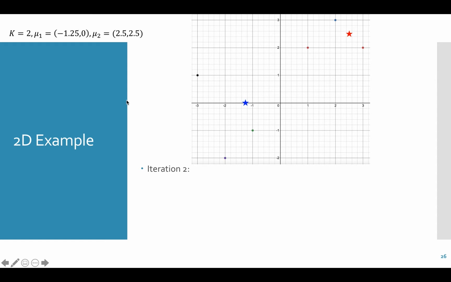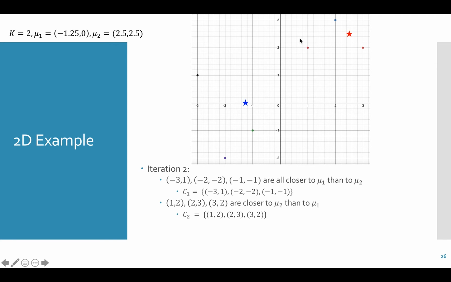Now let's get started on iteration 2. What we're going to do is look at each point and visually compare them to the cluster centers so that we don't actually have to do all the math. But if you do all the math, you'll find that you get the exact same result. So by looking at all of these points, we can see that 3, 1 is closer to mu1 than it is to mu2. Negative 2, 2 is closer to mu1 than it is to mu2. And negative 1 is closer to mu1 than it is to mu2. That's great. So we add those to cluster 1.